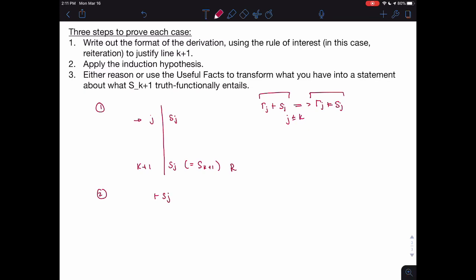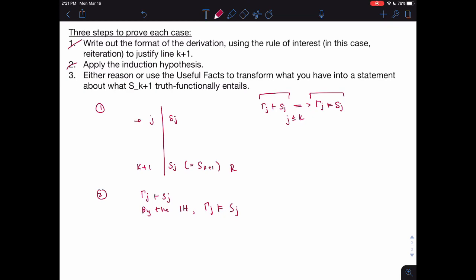Sj is derivable from gamma j, where gamma j is the set of assumptions available at line j. Because Sj is derivable from gamma j, by the induction hypothesis, IH, gamma j truth functionally entails Sj. So now we've applied the induction hypothesis. That's what step 2 is. So we're done with step 1 and we're done with step 2.